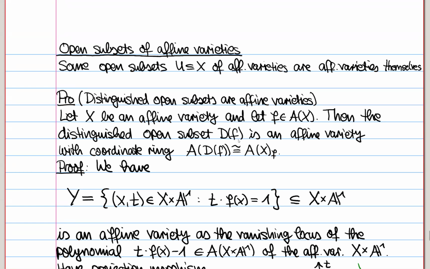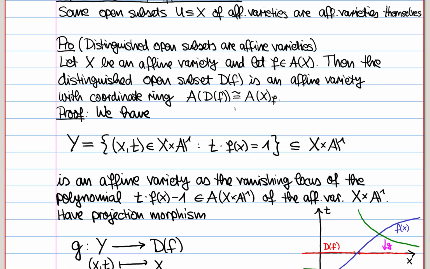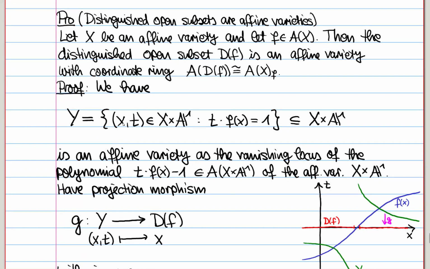have this distinguished open D of f, and the claim is this is an affine variety in our new sense, with coordinate ring given by the localization of A(X) at f. And for the proof, we do have to write D of f as a closed subset in some affine space, or more generally, as a closed subset of some other affine variety. And what we do is we take Y to be the set of pairs (x, t) in X cross A^1, such that t times f of x is equal to 1.